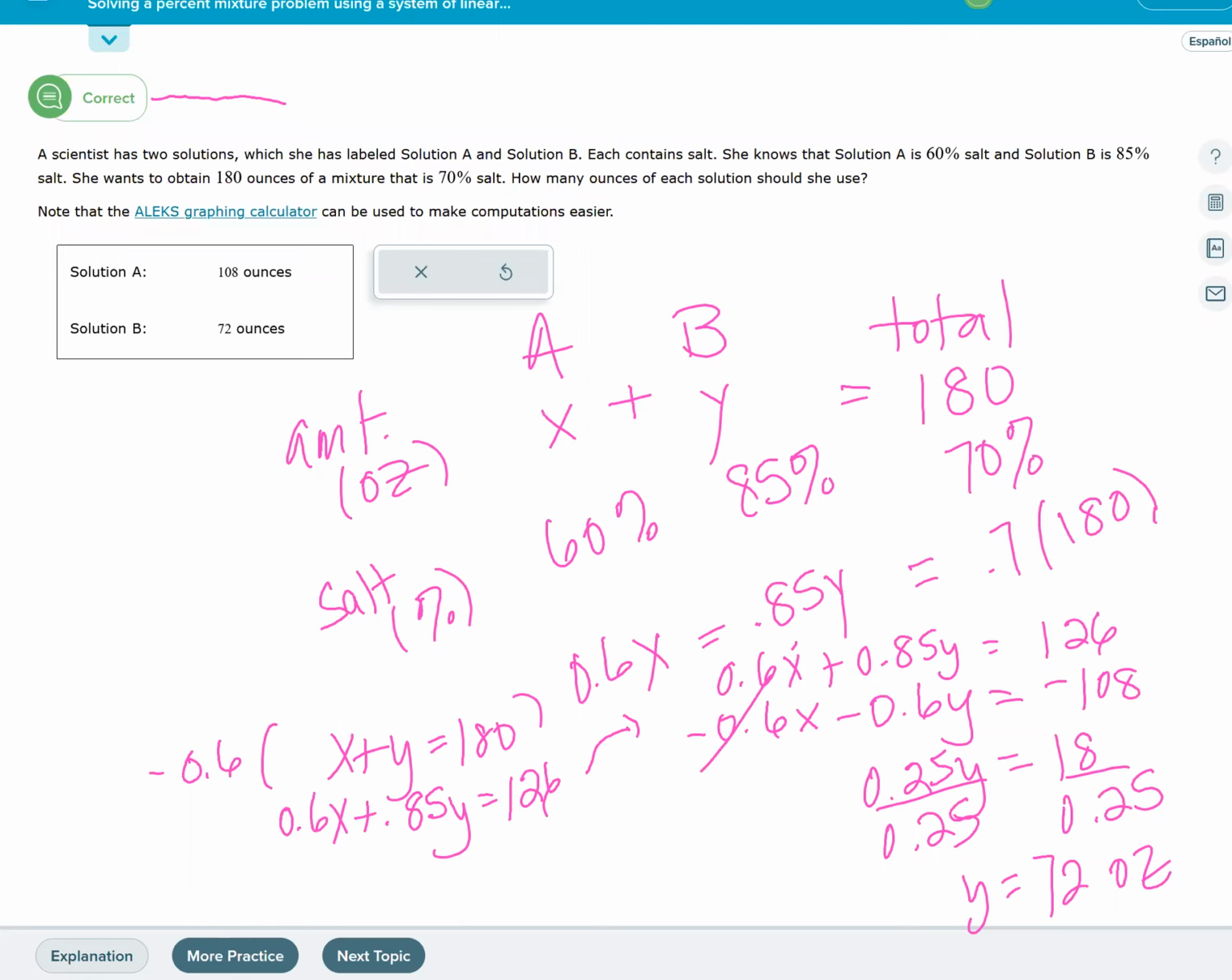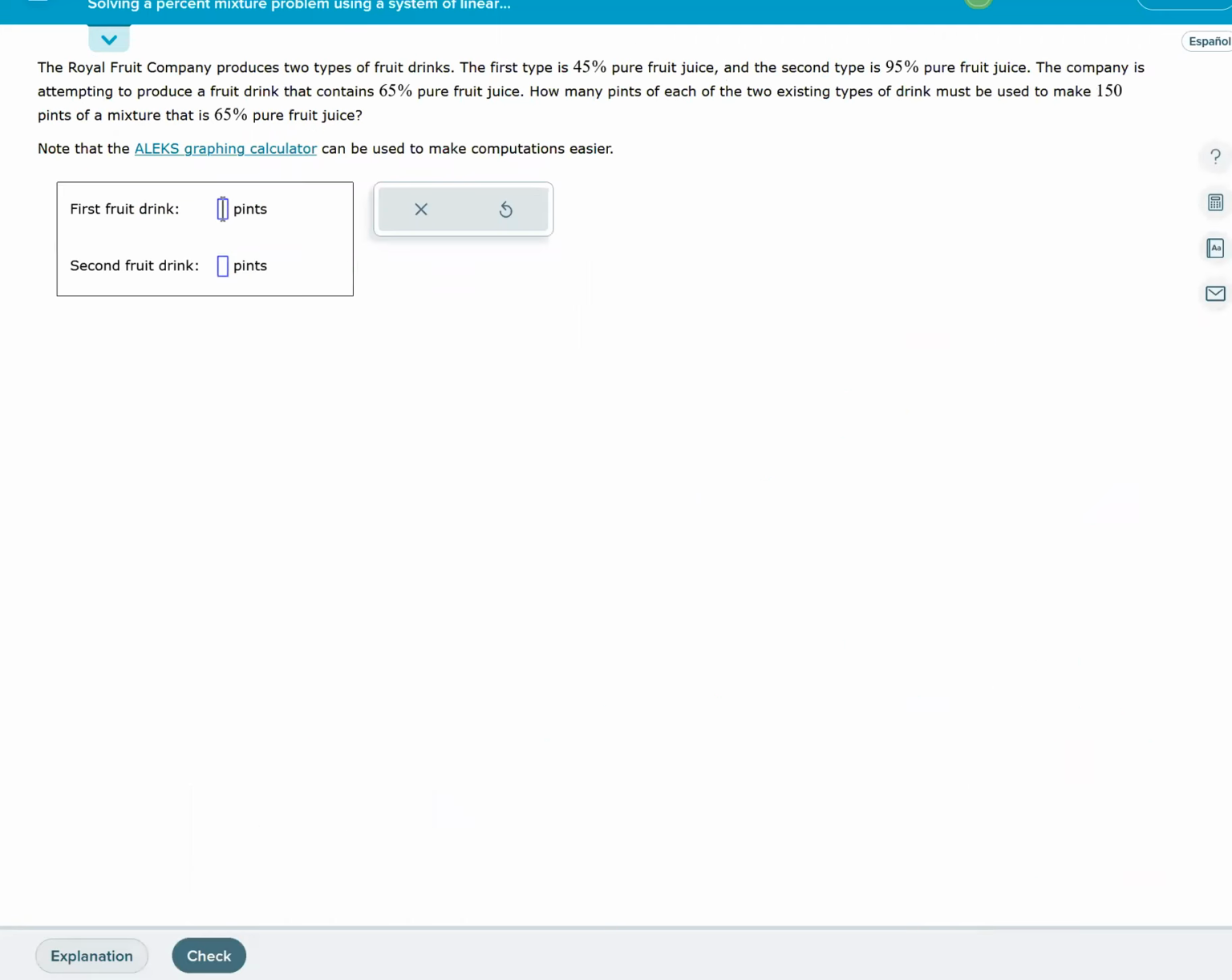And let's do another example. So we have two types of fruit drink. Let's just call it the first and the second, because that's what they're labeling it here. So we have the first fruit drink, the second fruit drink, and then what's the total together? 150 pints. So we're talking about the amount, and it's in pints. So we'll call the first fruit drink X, the second Y, and the total is 150.